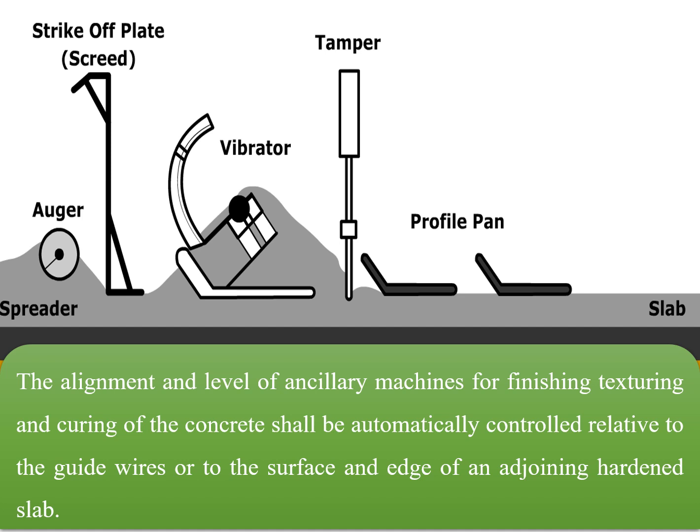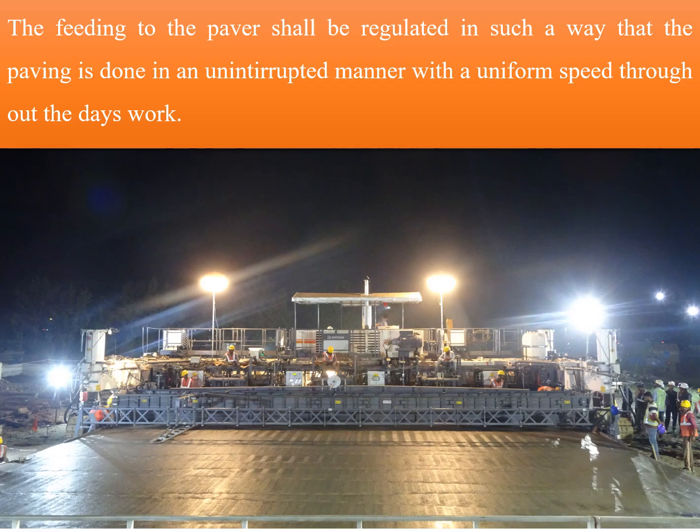The alignment and level of ancillary machines for finishing, texturing and curing of the concrete shall be automatically controlled relative to the guide wires or to the surface and edge of adjoining hardened slabs. The feeding to the paver shall be regulated in such a way that the paving is done in an uninterrupted manner with a uniform speed throughout the day's work. That means the output from the batching plant, the transportation and the paving speed should be in sync, so that whatever is being produced is being paved uniformly with a consistent quality.